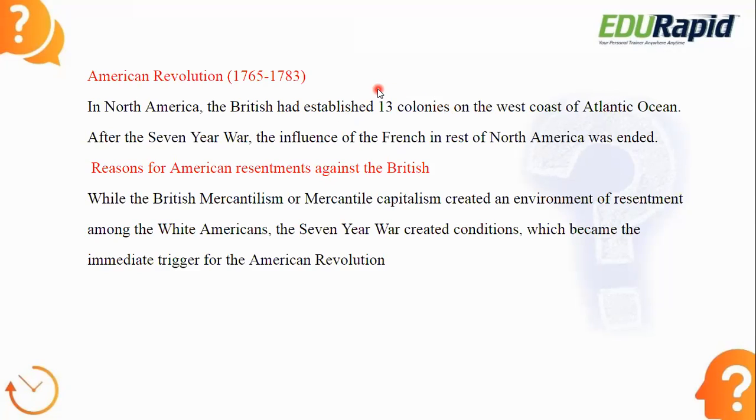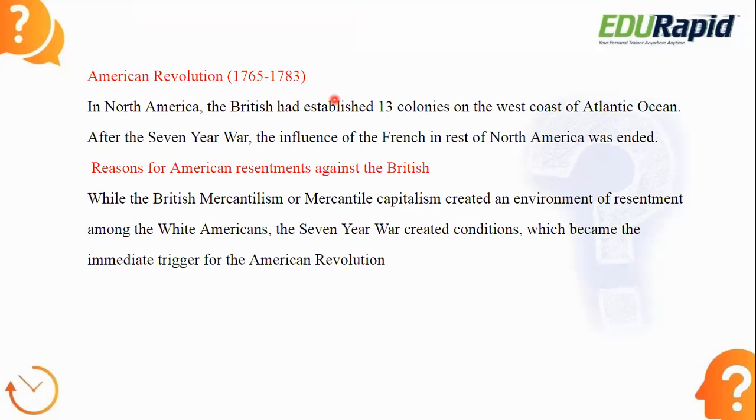Then we're going to study the reasons for the American resentment against the British, that is, why they revolted against the British. Before that, you need to understand one point clearly. These Americans are nothing but people of British origin. America was just a land, with some red Indians there, before British-origin people went and settled there. After that, British-origin people migrated there and became the colonies of Britain. That was the history.